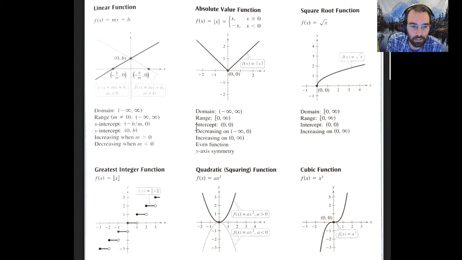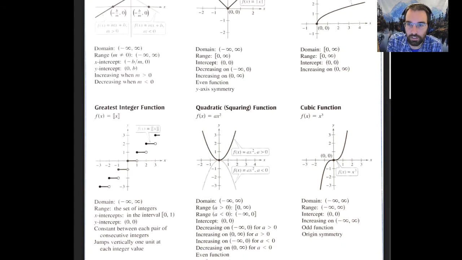Notice this one just says intercept. That's their way of saying the x and the y are the same. You'll notice that's the same for the square root here. So if it just says intercept, that means it's just the same. And then increasing, decreasing, even function, and even and y-axis symmetry are the same thing. Square root, same thing. You need to know these.